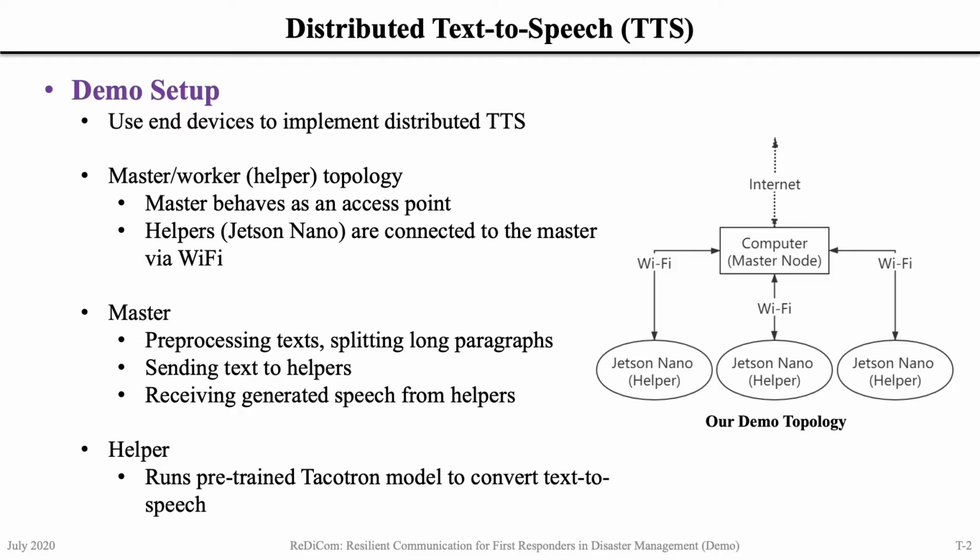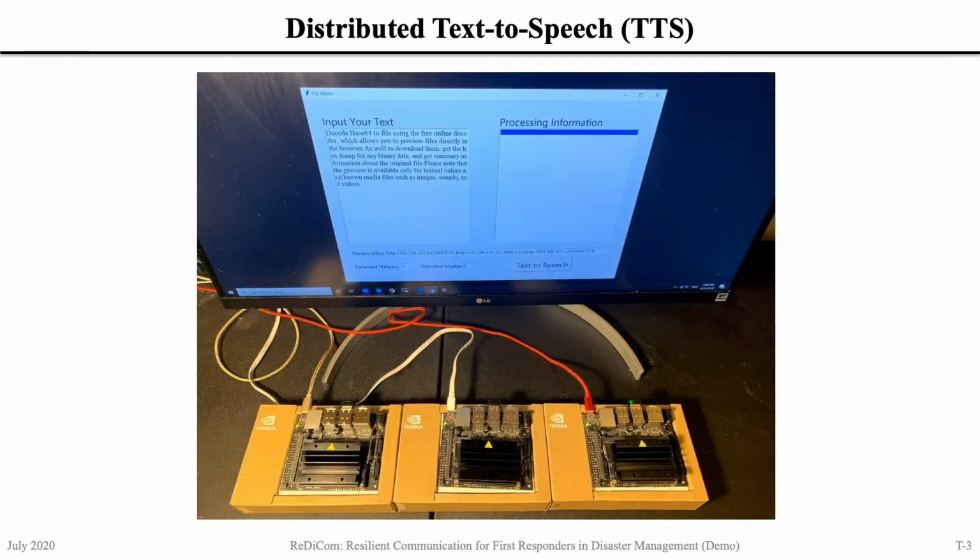Here is the topology of our demo, which consists of one master device and multiple helpers. The master device behaves as an access point. Helpers, which are just Nano developer kits, are connected to the master device via Wi-Fi. The master is responsible for pre-processing text, splitting the long paragraphs, sending text to helpers, and receiving generated speech from helpers. Each helper runs a pre-trained Tacotron model to convert text to speech. Here's a snapshot of our demo setup. We can see in the picture three Jetson Nano kits as helpers, and a computer responsible for the master device.